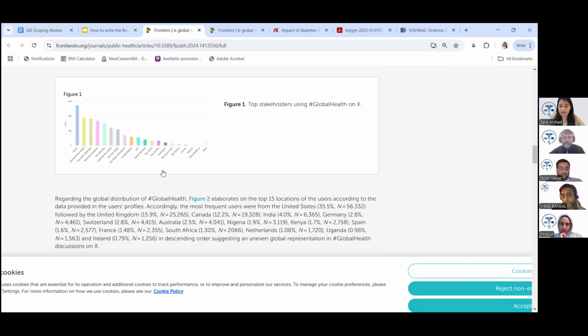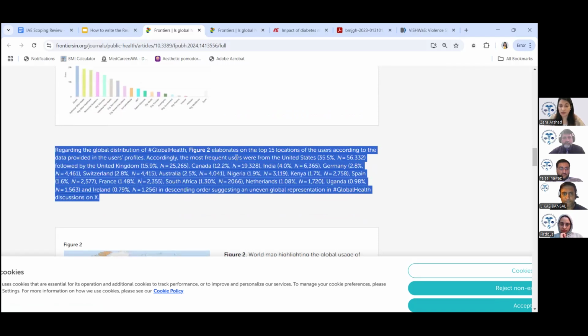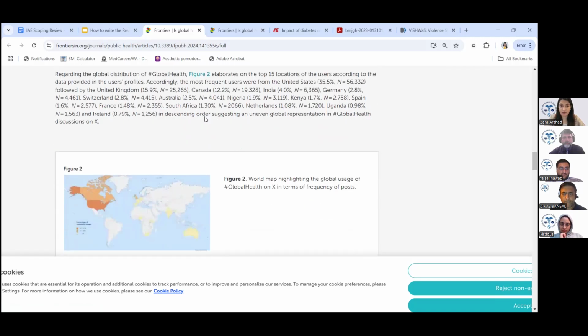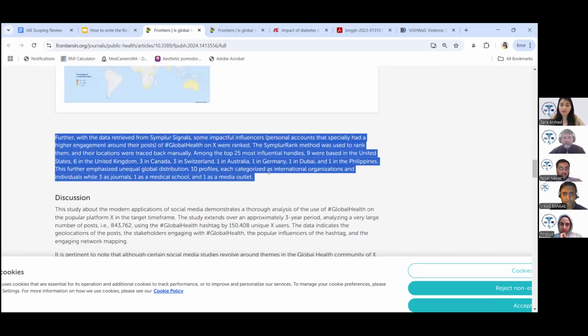Then we have a figure that explains the same thing. Then going down again, describing the third variable, which in this case was where do the posts originate from? And all of this data down here is mentioned in a map. Going down further, another variable, which was where the most influential posts came from.